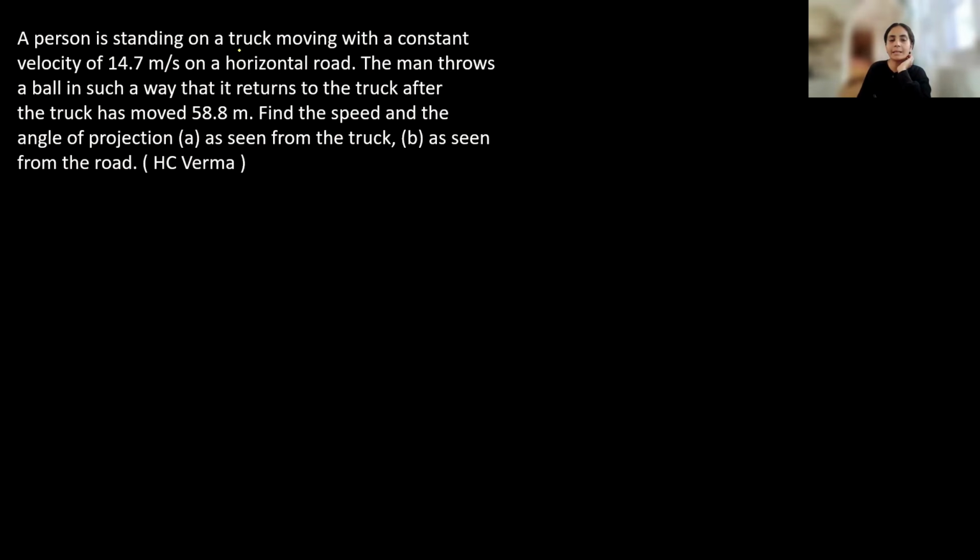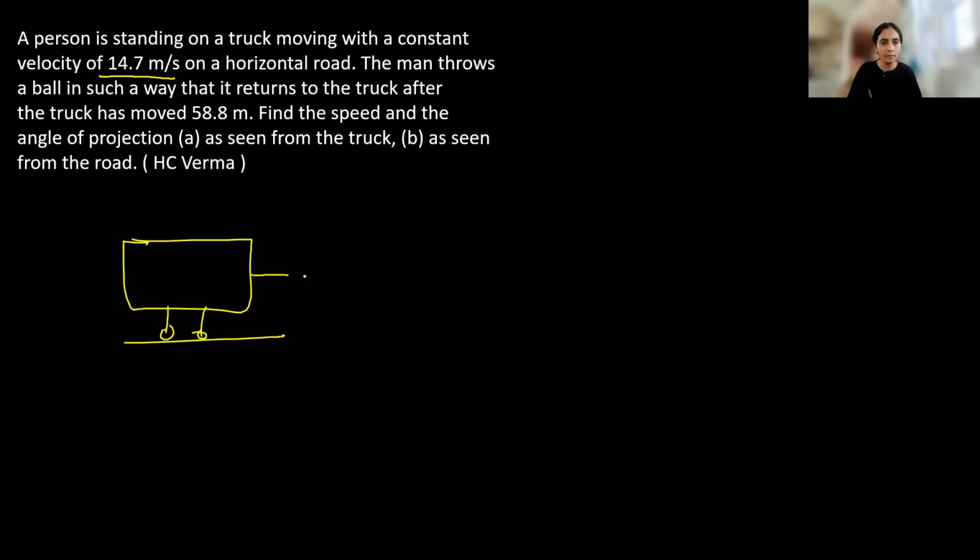ठीक है चलो, अब इस क्वेश्चन की तरफ बढ़ते हैं. A person is standing on a truck moving with a constant velocity of 14.7 meter per second on a horizontal road. So there is a truck, and this truck is moving with a velocity 14.7 meter per second on a horizontal road. The man throws a ball in such a way that it returns to the truck after the truck has moved 58.8 meter. So जब ये ट्रक 58.8 मीटर ट्रेवल करता है, then the ball returns to the truck, I mean it returns back.